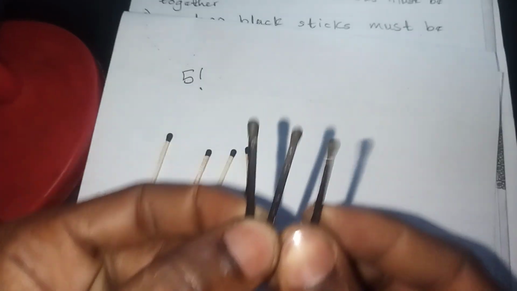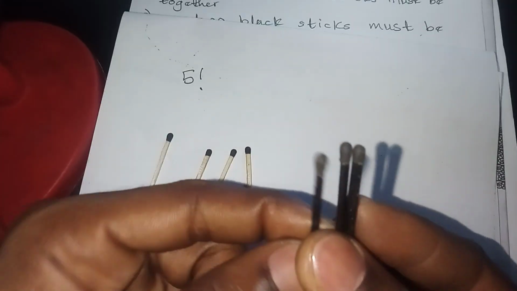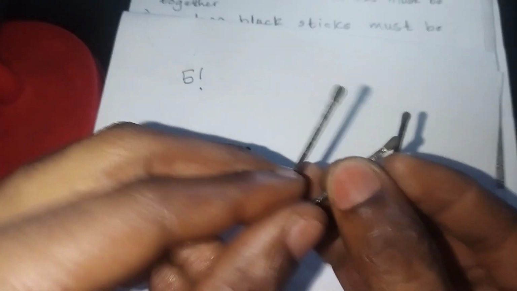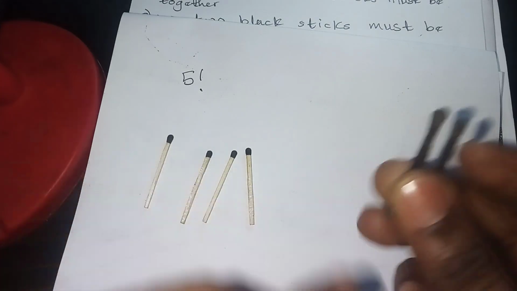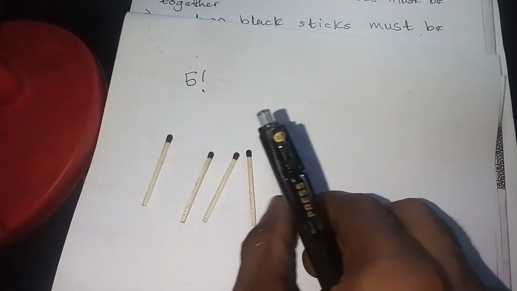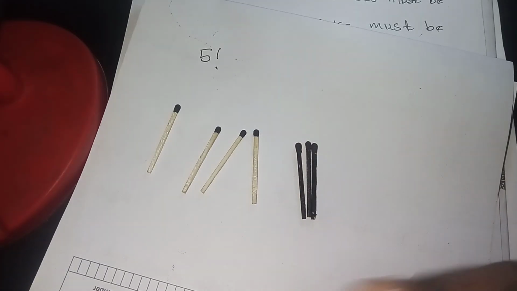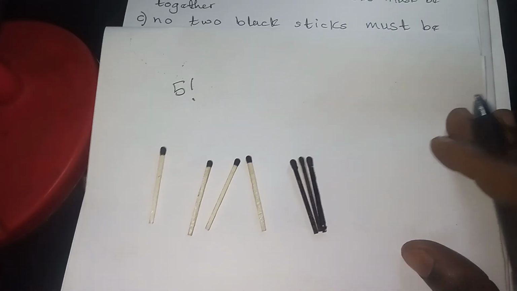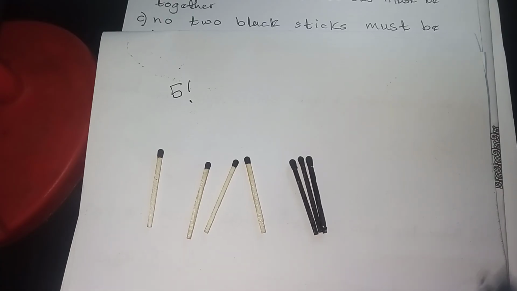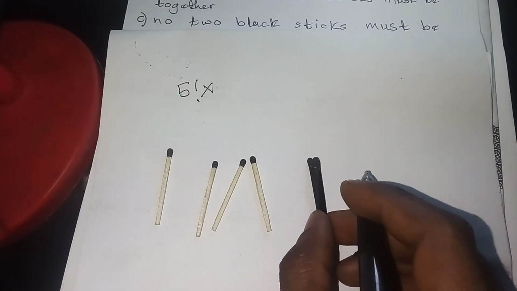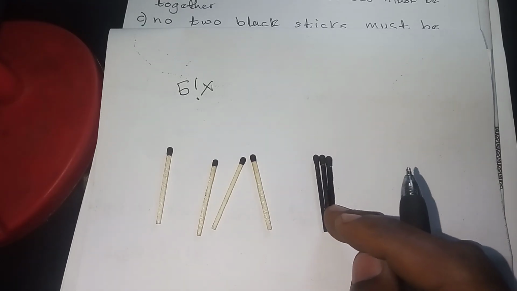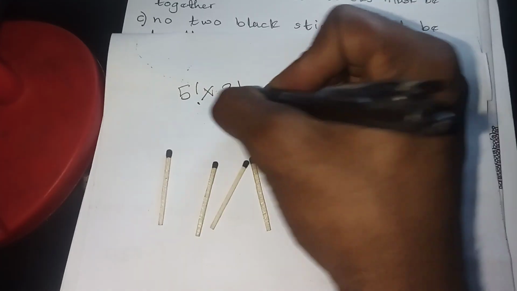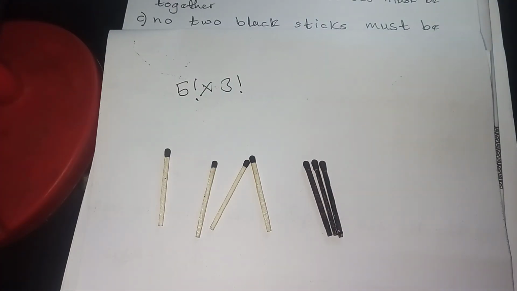You can either put them in this order, or this one can take the middle position, or this one can take the middle position, or this one can take the last position. So it's not like these 3 are restricted to be in this order. So now what you do here is you multiply this 5 by the number of ways of arranging these 3 sticks. Remember, to arrange 3 sticks without restrictions, you can just say 3 factorial since you have 3 sticks.